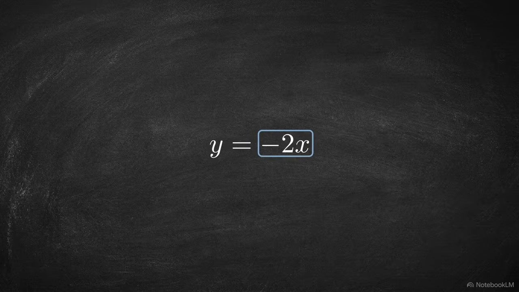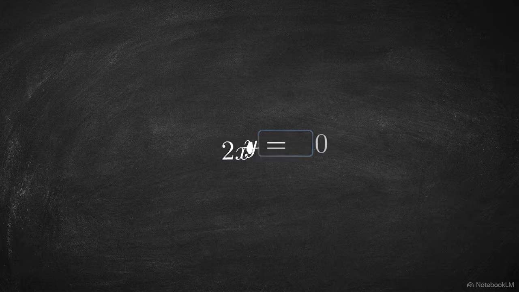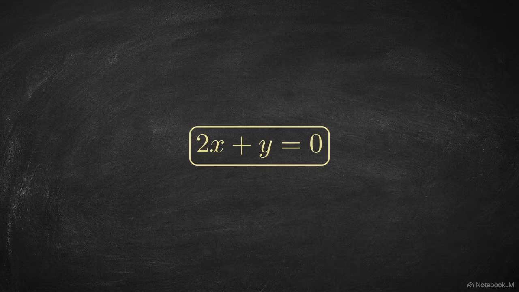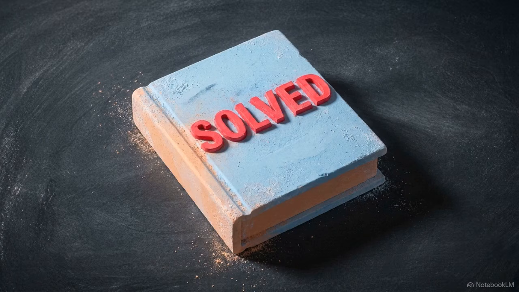To match our original problem's format, we rearrange this into general form by moving the terms to one side. Moving the -2x to the left makes it positive. This gives us the final corrected equation, 2x plus y equals 0. This finalized general form is the mathematical solution to the problem.